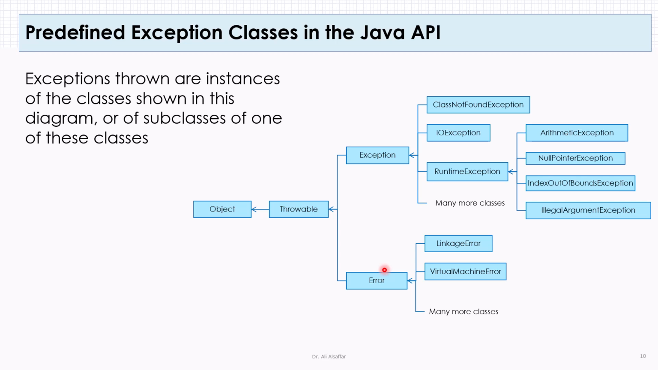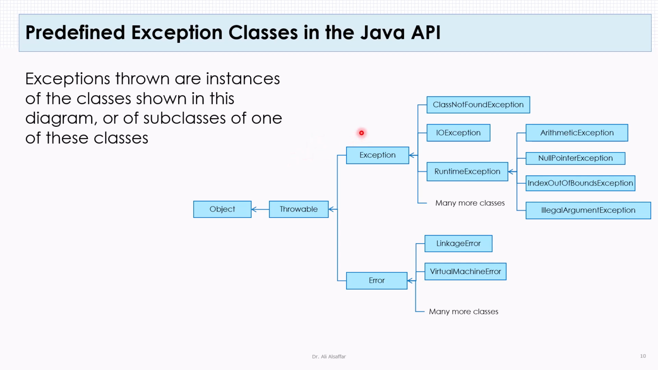Two of these subclasses, in fact, are the input-output exception and runtime exception subclasses. The input-output exception class serves as a superclass for exceptions that are related to input and output operations. And the runtime exception class serves as a superclass for exceptions that result from programmer errors, such as an out-of-bound array subscript. We are going to talk about the input-output exception in more detail when we talk about files.